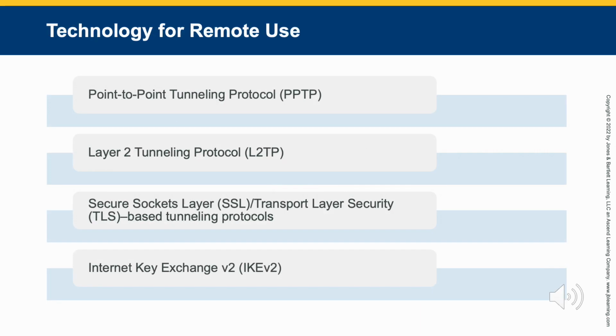Technology for remote use. PPTP, which is Point-to-Point Tunneling Protocol, L2TP, which is Layer 2 Tunneling Protocol, and as we previously discussed in other units, SSL/TLS, which is Secure Sockets Layer and Transport Layer Security. These are based on tunneling protocols. And IKEv2, which is the Internet Key Exchange version 2.